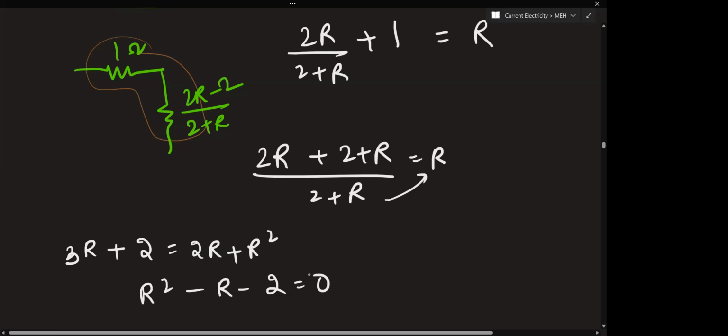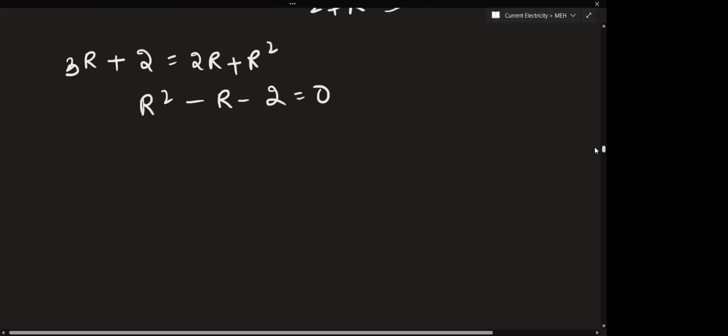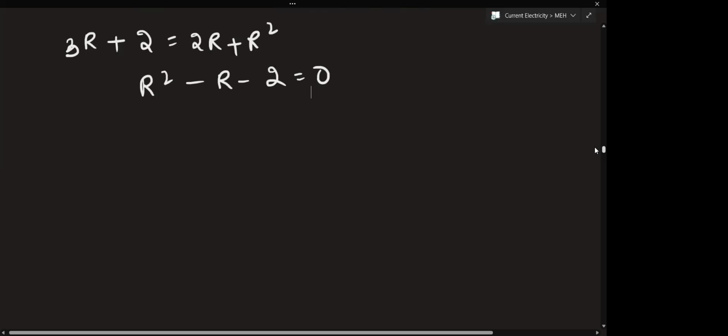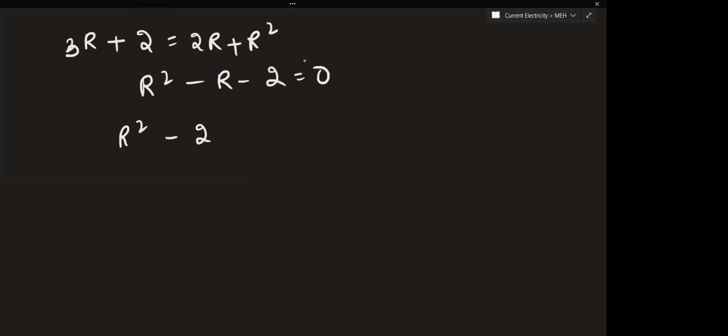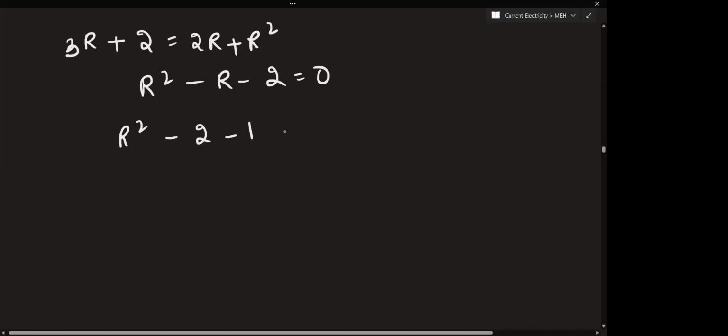is equal to 0. So how to solve this equation? Using splitting the middle term, everything you have studied in your lower classes, 7, 8, 9, 10 standard, I don't know when. So R square, this becomes minus 2 and this becomes minus 1.